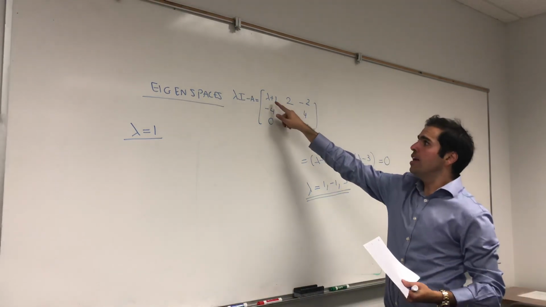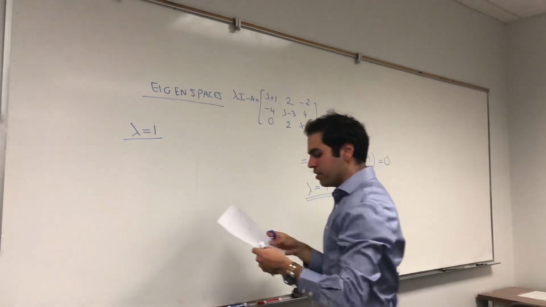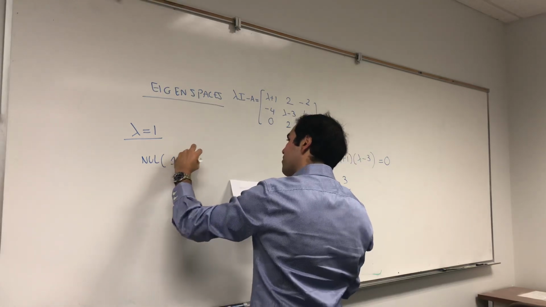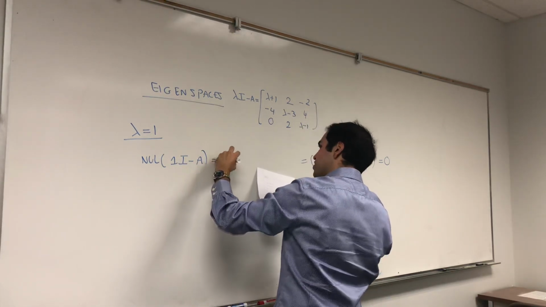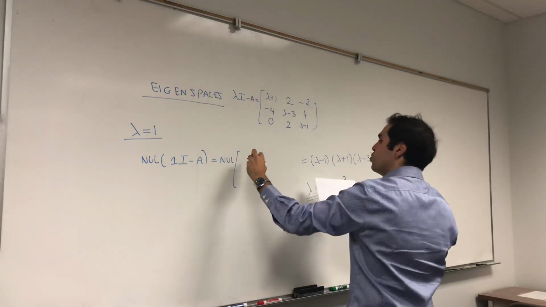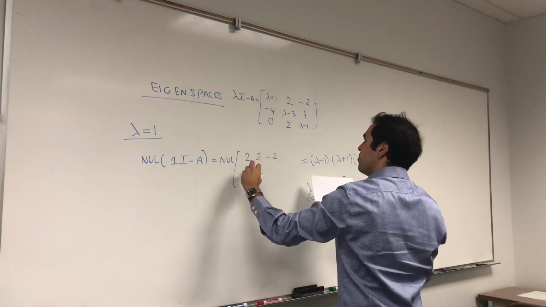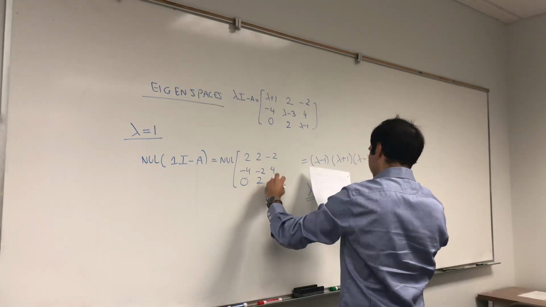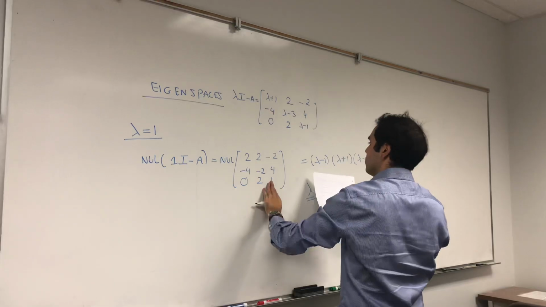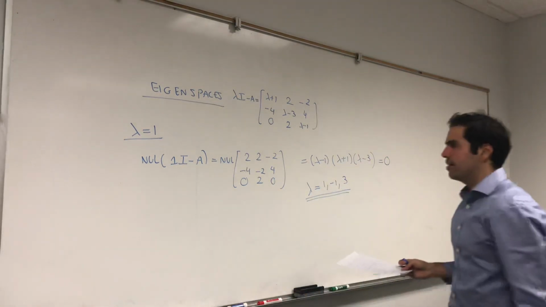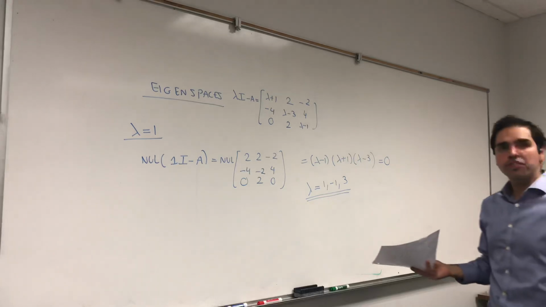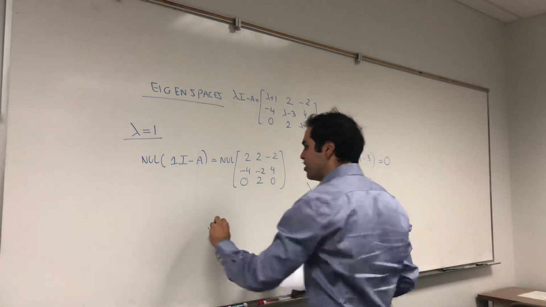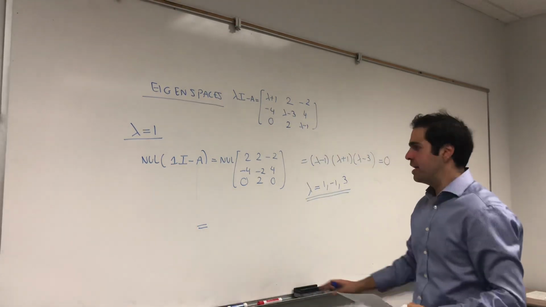Now all you need to do is plug in 1 for your eigenvalue. So the null space of 1I minus A, in this case, is the null space of the matrix 2, minus 4, 0, 2, minus 2, 2, minus 2, 4, 0. Because again, to get the eigenvectors, for each eigenvalue, you find a corresponding null space. And to do that, you just row reduce your matrix.